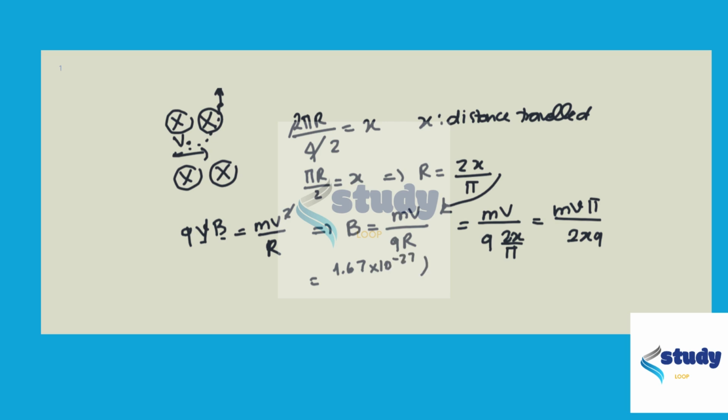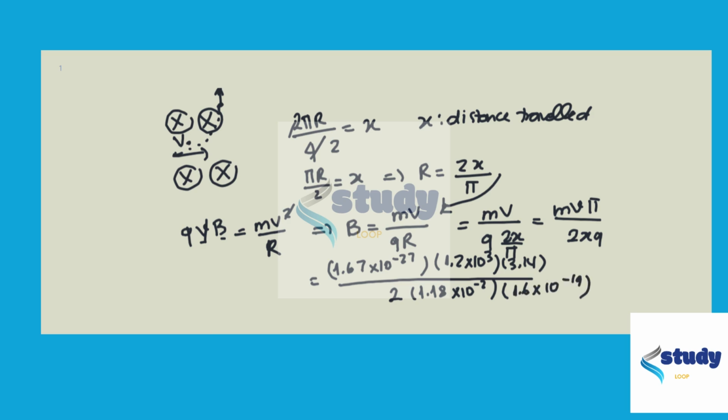times the speed, which is given to us as 1.2 kilometers per second. So we have to do the conversion to meters per second by multiplying it by 10 to the power 3, times pi, 3.14, divided by 2 times the distance traveled. It's given to us as 1.18 centimeters. So we're converting that to meters as well. And we have the charge of a proton, 1.6 times 10 to the power negative 19.